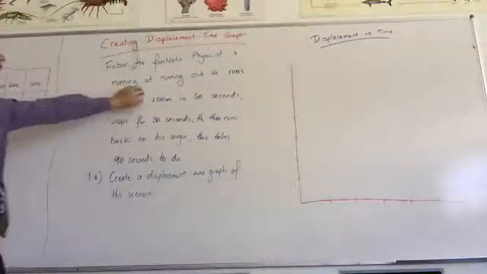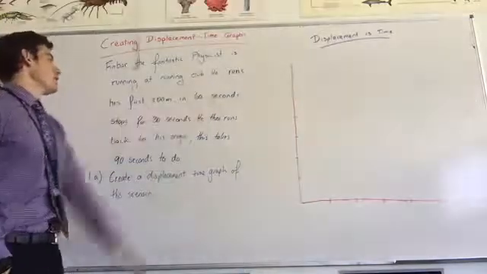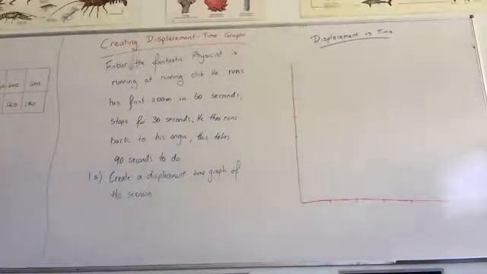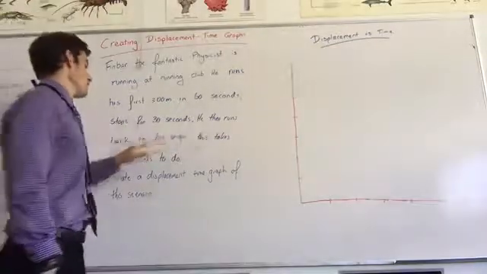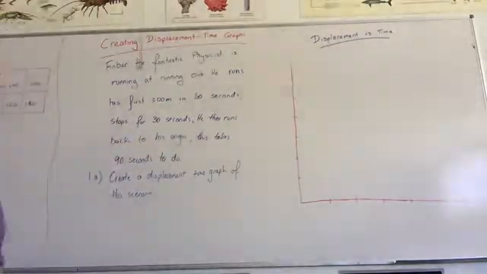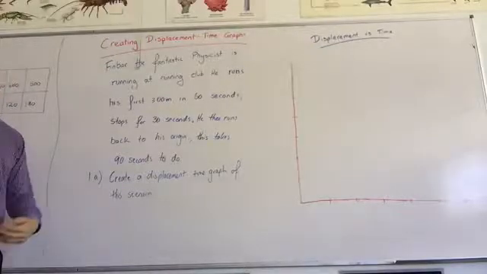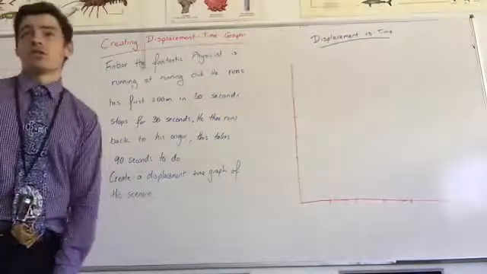He is running at a running club, an unnamed running club, and he runs the first 300 metres in 60 seconds. Okay. He stops for 30 seconds, he then runs back to his origin and takes 90 seconds to do so. So he takes 90 seconds to return from his origin after his 30-second rest.